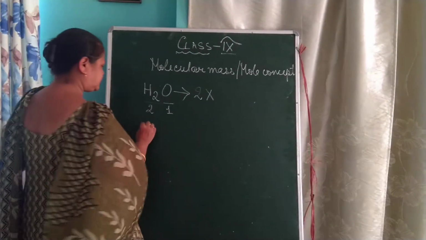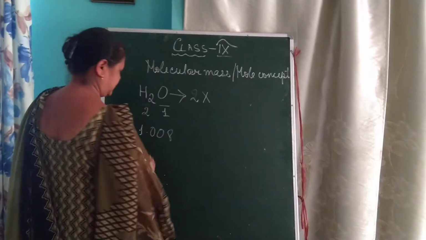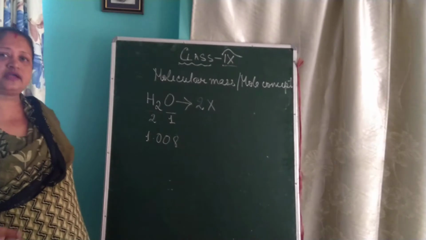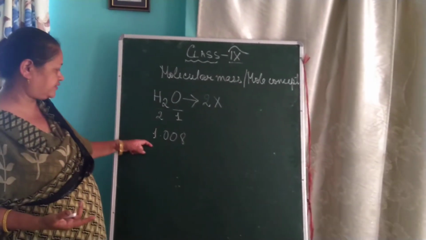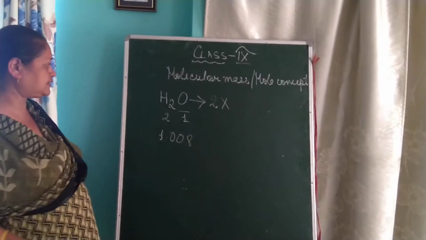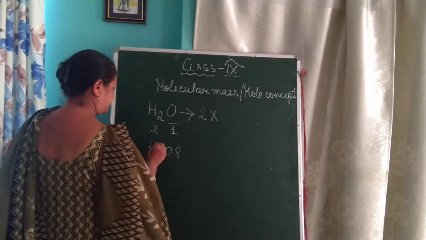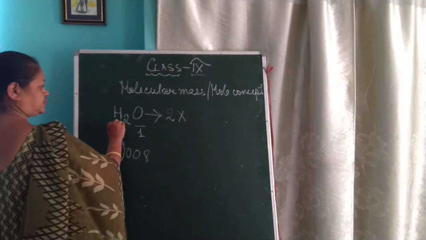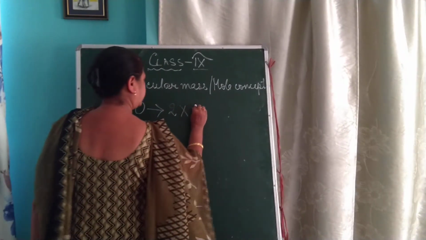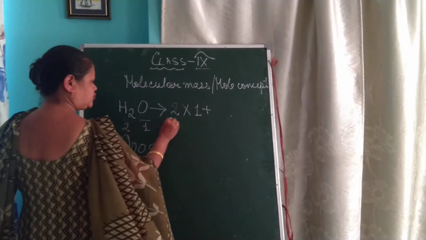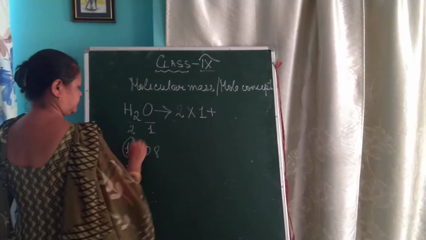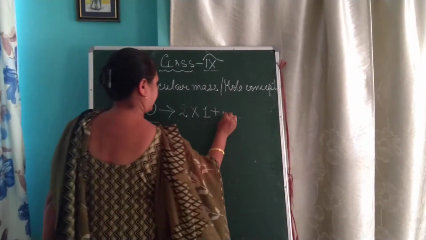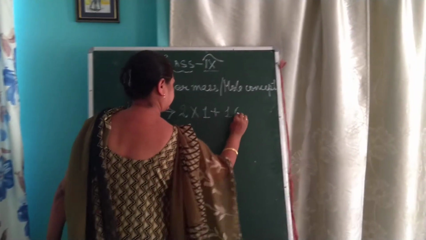It is 1. Actually it is 1.008, but since the calculation becomes difficult, we generally take it as 1 AMU, that is atomic mass unit. So as we round it off to 1, since there are 2 atoms of hydrogen, it will be 2 into 1. And for oxygen, there is 1 atom of oxygen and the atomic mass is 16, right?